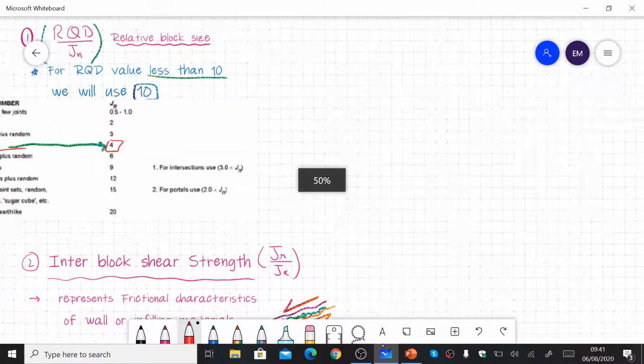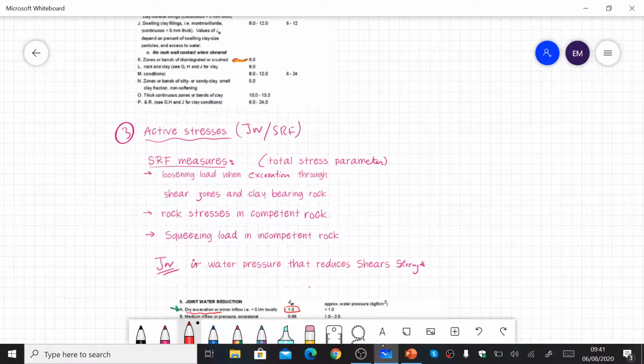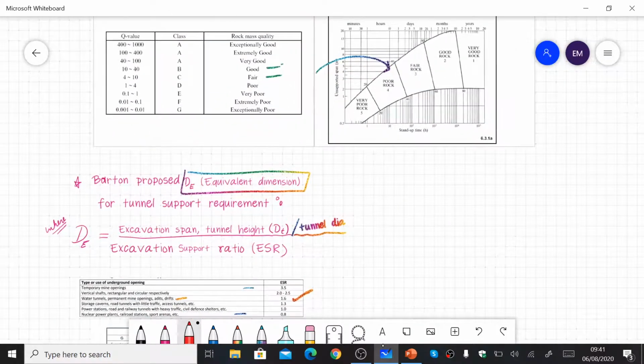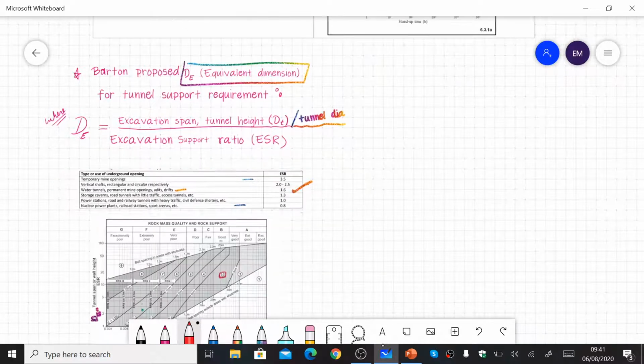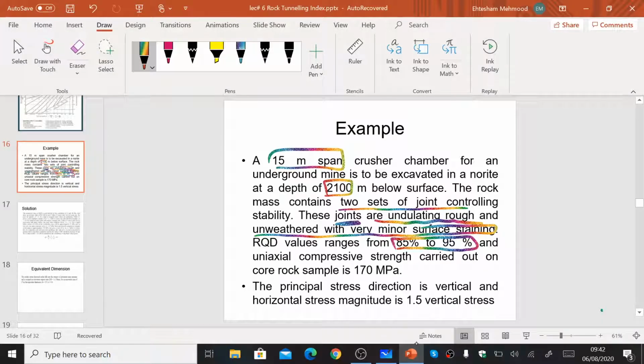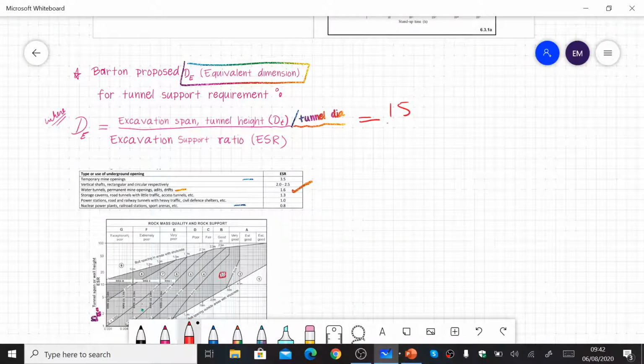And the last thing is to calculate the equivalent dimension, that is DE. DE is the excavation span. The excavation span was 15 meters, so 15 meters comes here, over the excavation support ratio, that is ESR. For this condition, it says water tunnels, permanent mine openings, so we will use a value of 1.6. So 15 divided by 1.6 gives us a value of 9.4.